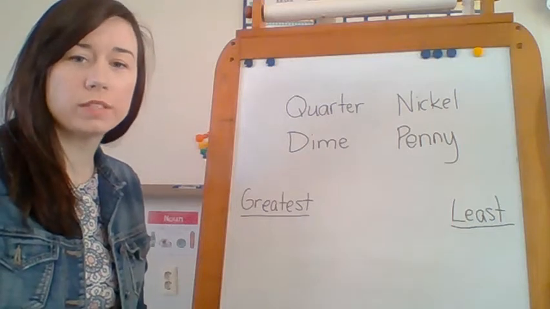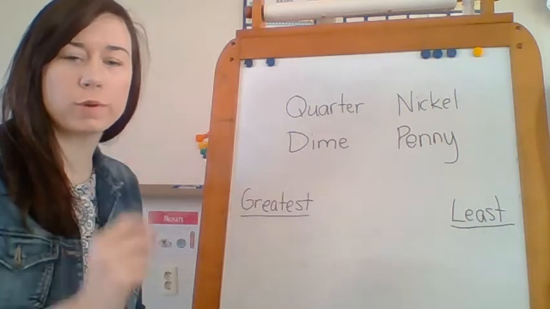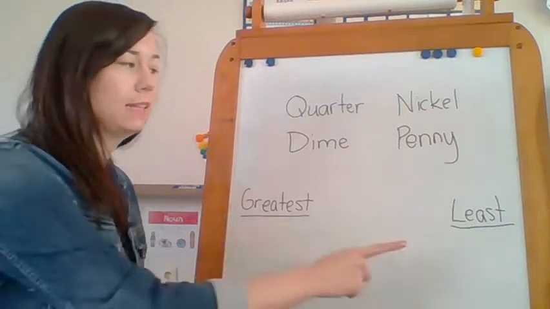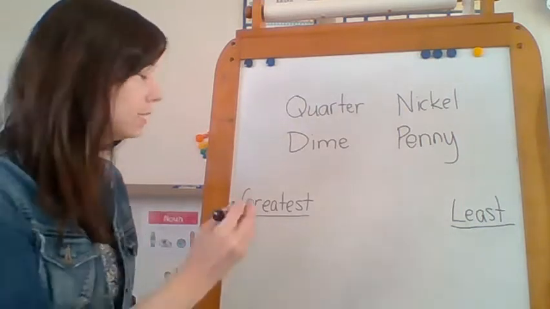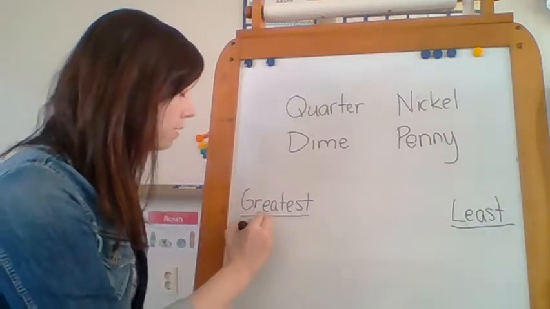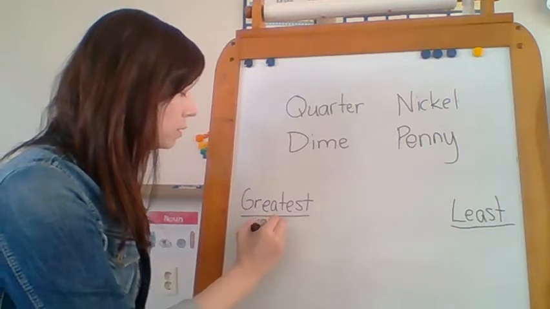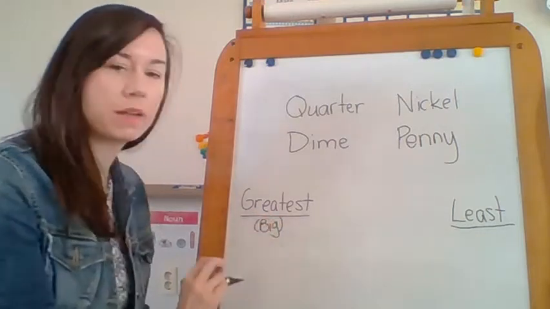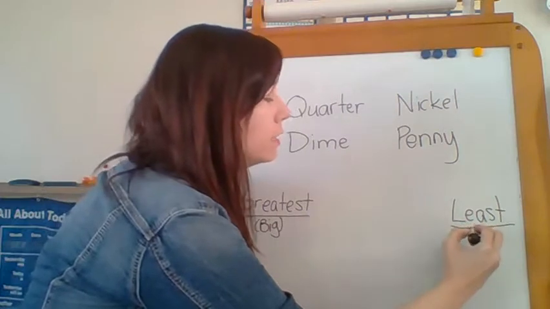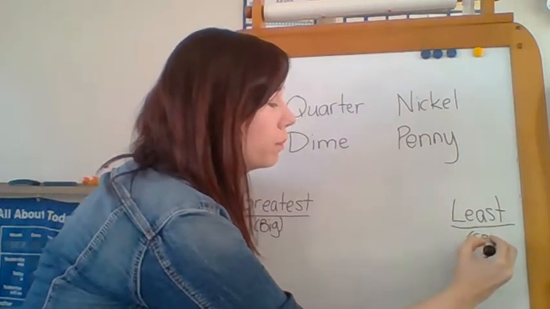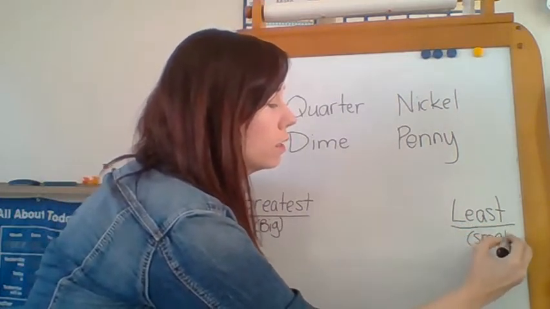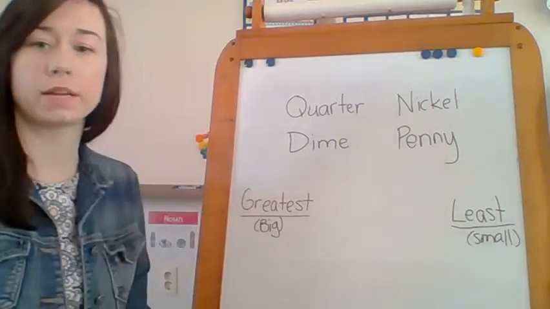Today we are going to talk about two quick words, greatest and least. Greatest is a fancy word for big or the most of something. Least is a fancy word for small or the smallest amount of something.